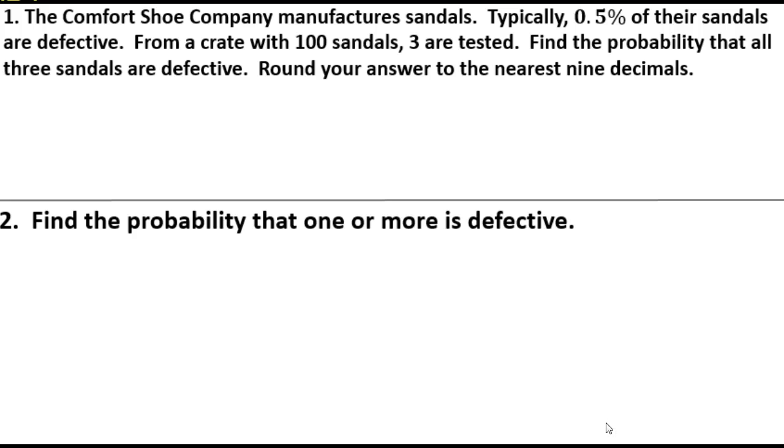Alright, now I'd like you to try these two. This one will be a little bit crazy. I'll give you a little hint on this one. The 100 should not belong anywhere in your formula at all. Remember, there are 3 being tested. We need to find the probability that the sandals are all defective. So you're going to have something there that will not involve 100 at all. It's just there to kind of throw you off. So go ahead and try that one. Push pause now.